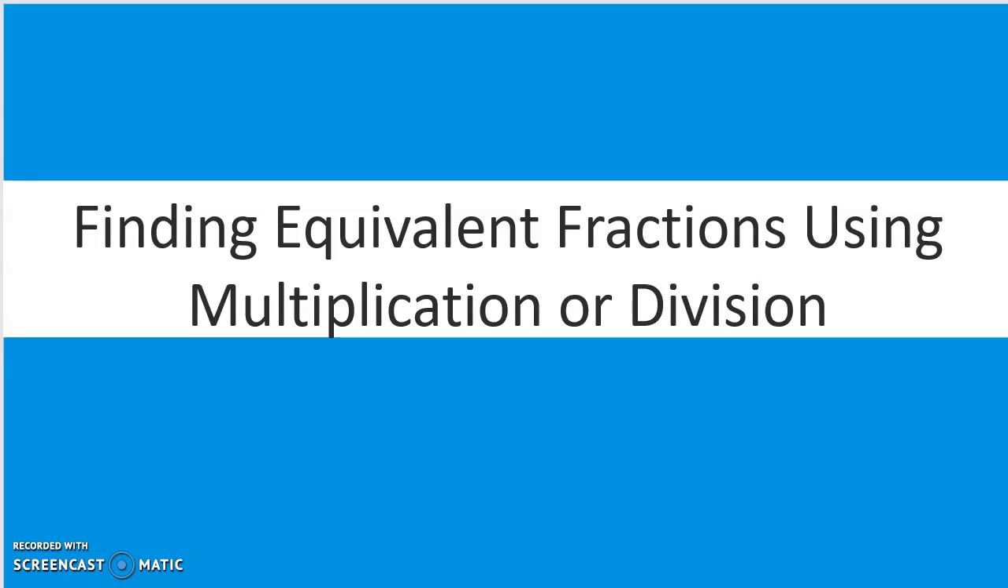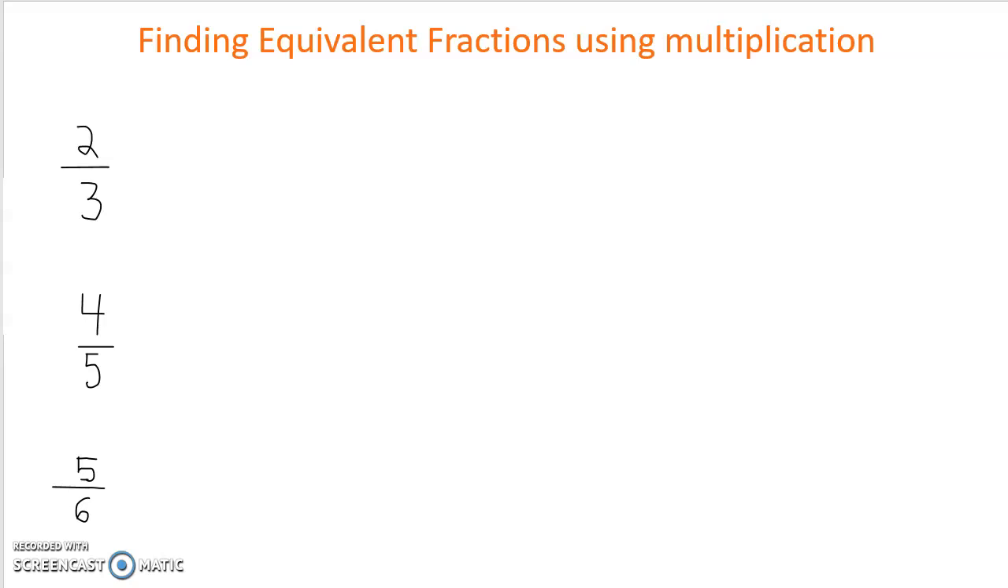Today, we will be finding equivalent fractions using multiplication or division. We will begin with finding equivalent fractions using multiplication. As you can see, we have a fraction here, 2/3. In order for us to find an equivalent fraction using multiplication, we're going to multiply 2/3 times any number, but we're going to make sure that we multiply the numerator and the denominator by the same number.